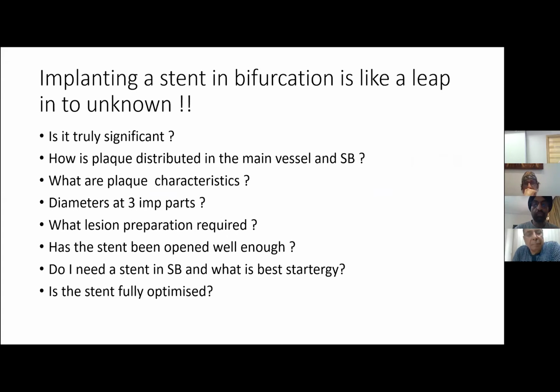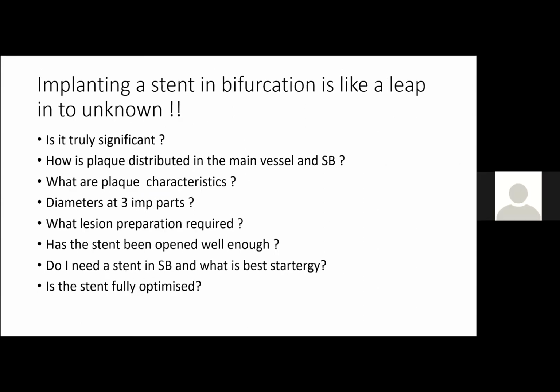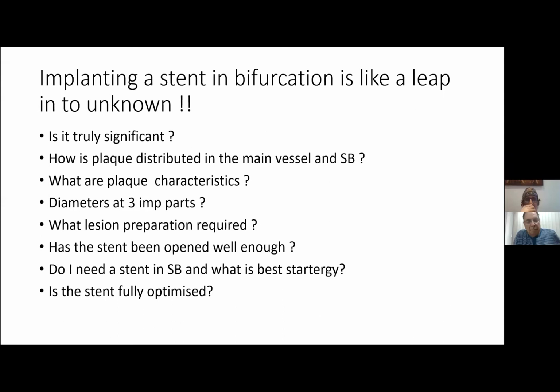Sometimes we wonder whether this lesion is significant or not, because the plaque distribution can vary between the main vessel and the side branch. So we are not sure whether the side branch is significant or not. What are the plaque characteristics? There are diameters at three important points which really vary: the side branch, the distal to the bifurcation, and proximal to the bifurcation. What lesion preparation is required?